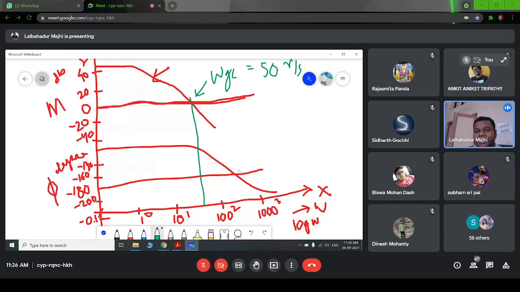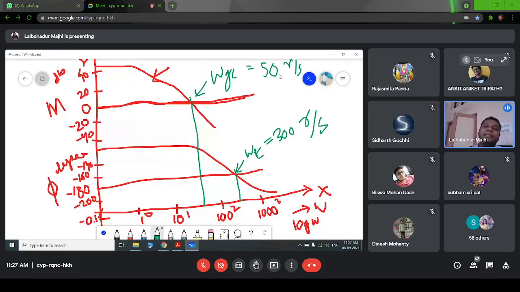Similarly, the phase crossover frequency, so the phase plot intersected the minus 180 degree line. So this frequency is our omega PC, the phase crossover frequency. So this will be around 300 radian per second. I am not taking exactly, so it will be around 300 radian per second, the phase crossover frequency. Because 100, 200, 300, we have to go up to 1000. So it will be around 300 radian per second.